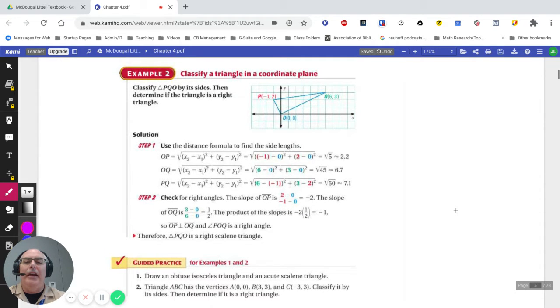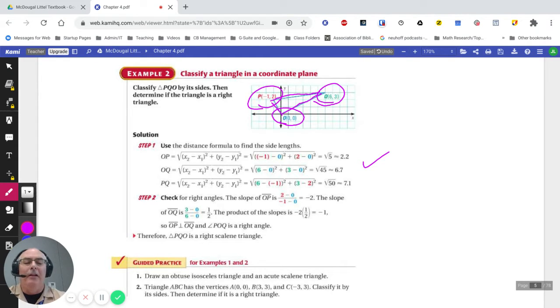When we look at a coordinate plane, the way we can determine the type of triangle it is is by applying the distance formula to each of the sides. Since we have the coordinates of all three of the vertices of the triangle, we can find the length of this leg, the length of this leg, and the length of the third leg, all three using the distance formula.